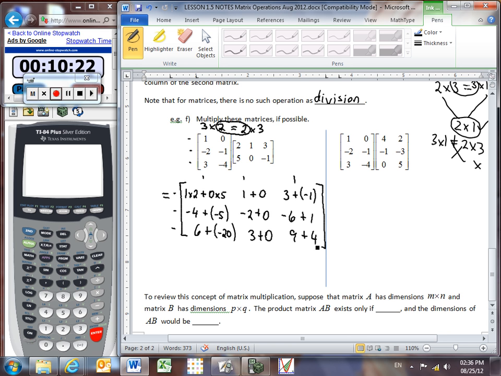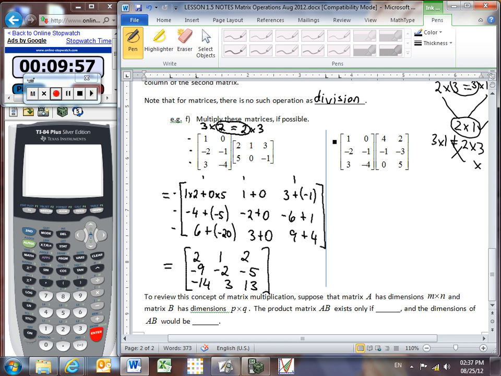And now we'll simplify this matrix, giving us, let's see, 2, 1, 3, negative 9, negative 2, negative 5, negative 14, 3, and 13. And that is how to multiply matrices together. Okay? Let's have a look at another example.